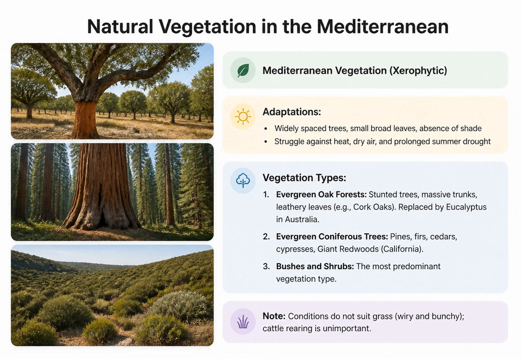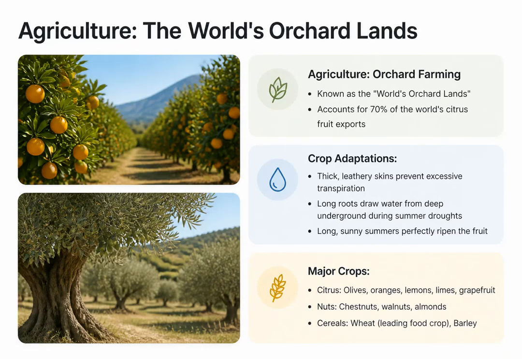Interestingly, grass struggles here because the rain only falls in the cool winter when growth is slow, making the grass wiry and unsuitable for cattle rearing. Because cattle rearing isn't viable, Mediterranean agriculture focuses heavily on crops, earning these regions the title of the world's orchard lands. They account for a staggering 70% of global citrus fruit exports.